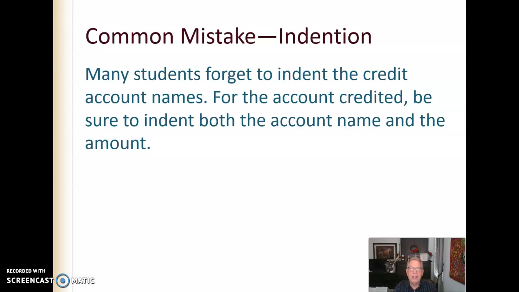So don't forget to indent the credit names. That's fine. Sometimes, as I say, there's more than one debit or more than one credit. Be sure to indent the credit one.